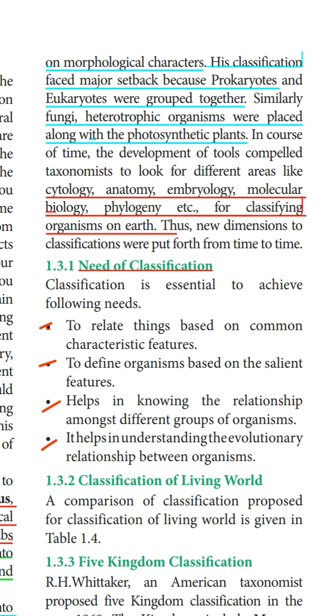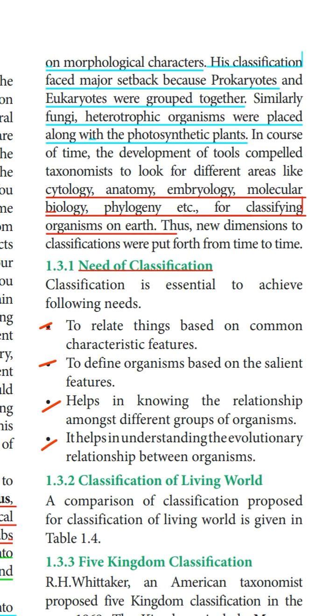Two drawbacks are mentioned here. The first drawback is that the prokaryotes and eukaryotes were grouped together. Now what are these prokaryotes? Pro means an initial stage, or which is in a state of development, or which is not well developed, and karyote refers to nucleus. So prokaryotes means those organisms which do not have a well developed nucleus.